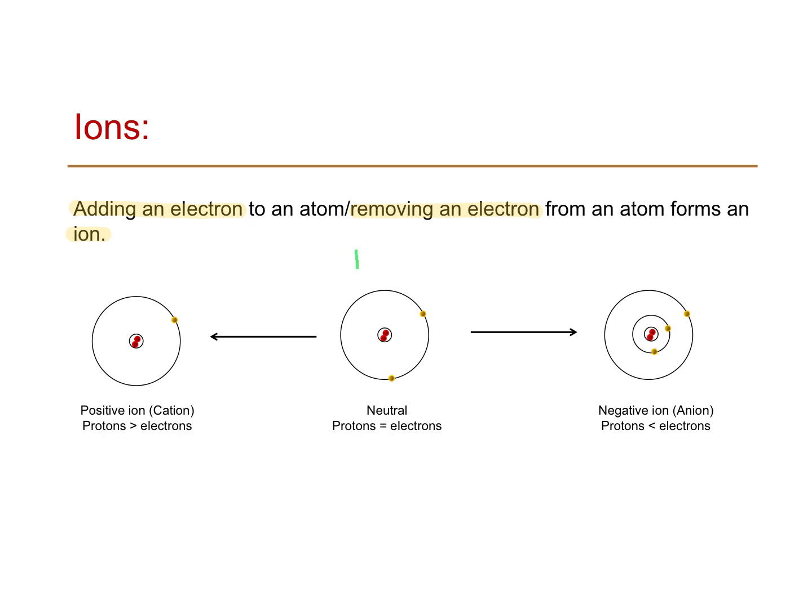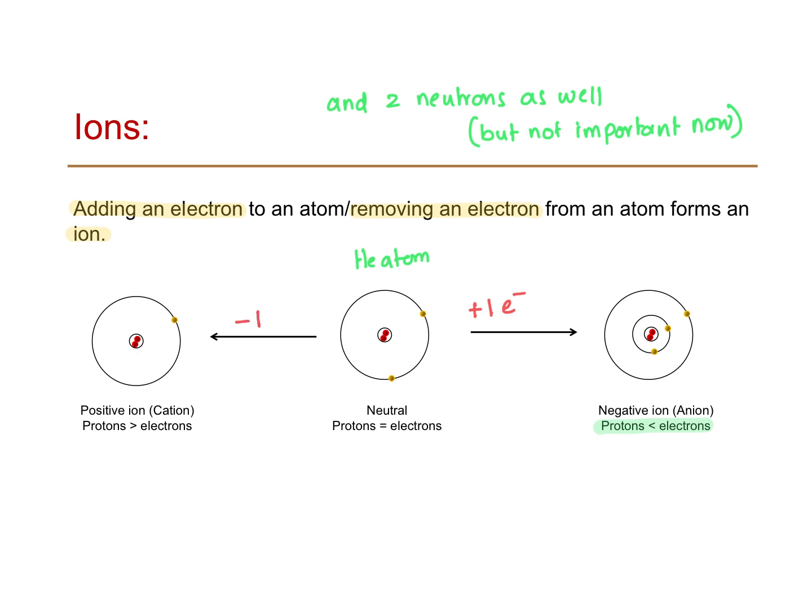For example, if we take a helium atom, it contains 2 protons and 2 electrons, making it electrically neutral. If we add an electron to a helium atom, it will form a negatively charged ion, as the number of electrons now is greater than the number of protons. On the contrary, if we remove an electron from a helium atom, it will form a positively charged ion called a cation.